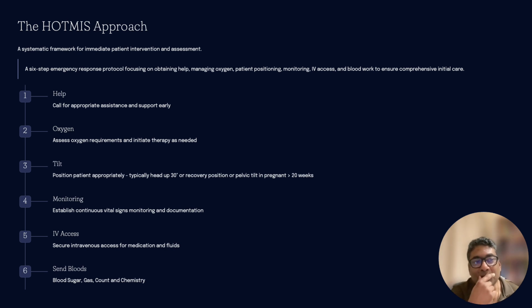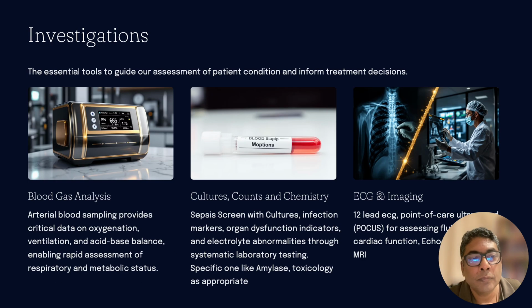So you can see the hot mess approach is a good one, so you don't forget the key things. About investigations, they are the essential tools to guide our assessment of patient conditions and inform treatment decisions. So blood gas analysis, blood sugar, and then comes blood cultures, blood counts, and chemistry. And then comes ECG and imaging. I'm sure these are standard ones, but avoid forgetting them, and do not forget specific ones like toxicology screen or pregnancy test as appropriate. Let's move to the next screen.